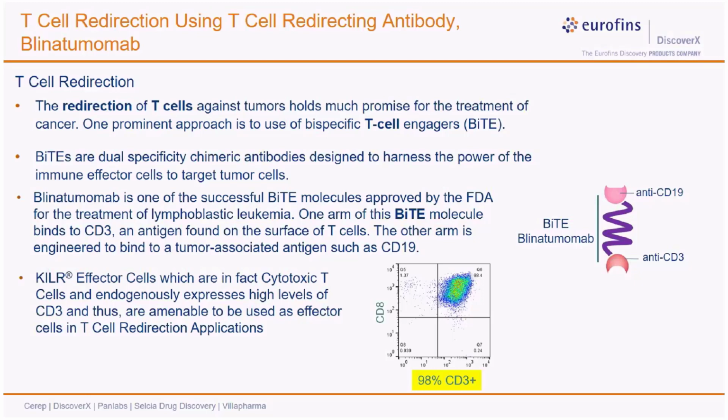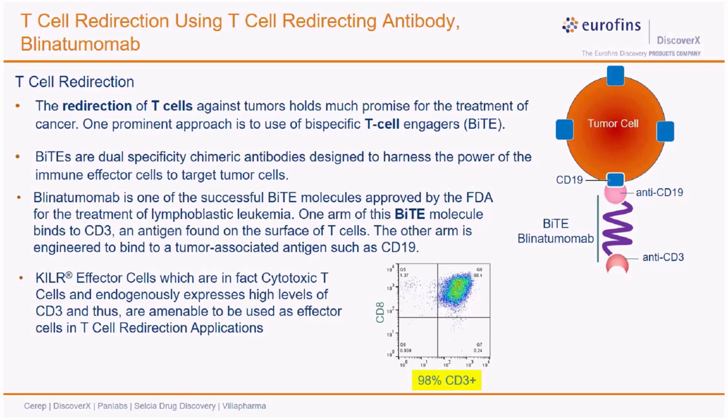As shown on the schematic on the right, one arm of this BiTE molecule binds to CD3, an antigen found on the surface of T cells. Now, more commonly, researchers use pan T cells, which are isolated using negative selection, for T cell redirection applications. The other arm of this BiTE molecule is engineered to bind a tumor-associated antigen such as CD19.